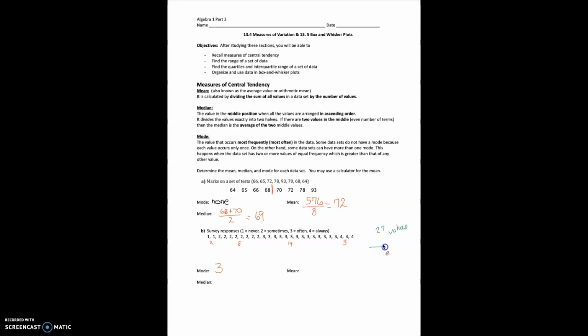So the median, I'm going to have 13 values here. I'm going to have a number right in the middle here, and then I'm going to have another 13 values here because that will add up to 27. So really, I'm going to try to find the 14th number. So that's 10, 11, 12, 13, 14. So my median is 3.